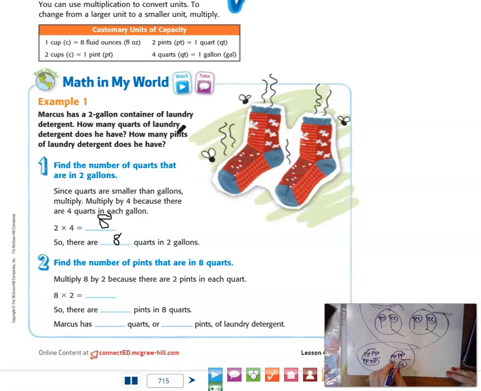And then I can count how many are in 2 gallons. 2, 4, 6, 8, 10, 12, 14, 16. There are 16 pints and 8 quarts. 8 quarts or 16 pints in the 2 gallons of laundry detergent. Hopefully that makes sense and gives you a visual representation for what you can draw in order to solve these.